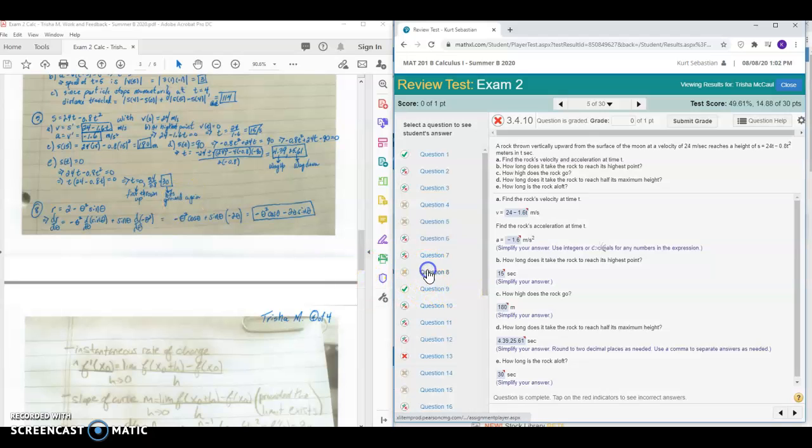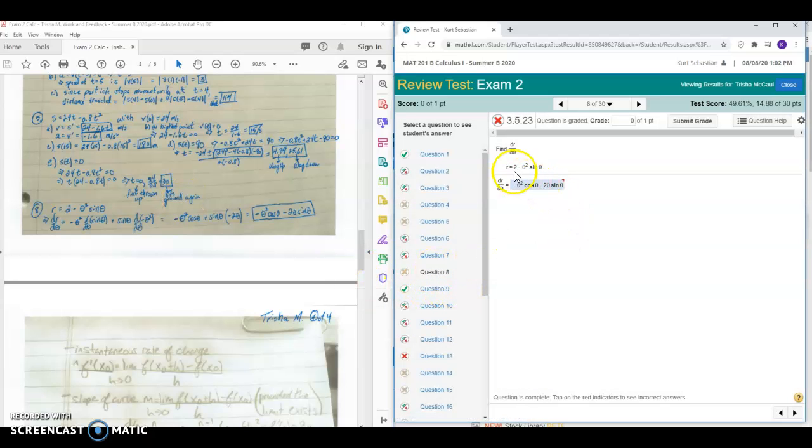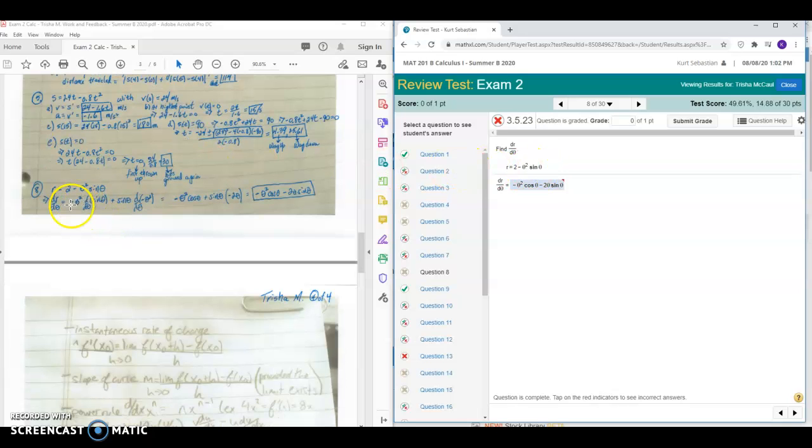Question 8. So r is 2 minus theta squared sine theta. So if you want the derivative of r, the derivative of this function with respect to theta, that means theta is your variable now. So the derivative of 2, a constant, is 0. And the derivative of minus theta squared sine theta is a function times a function. You've got to use the product rule. So first times the derivative of the second, plus the second times the derivative of the first. Simplify it.